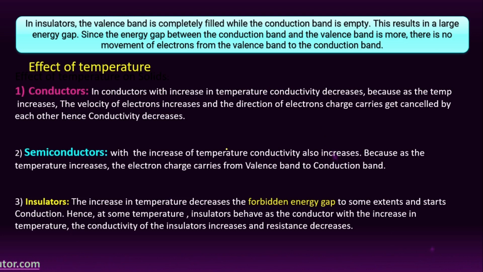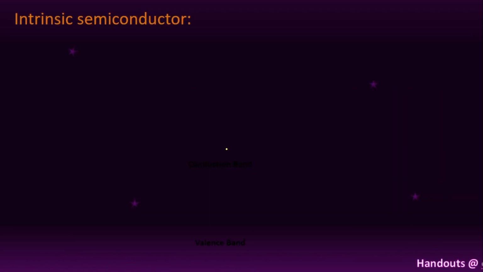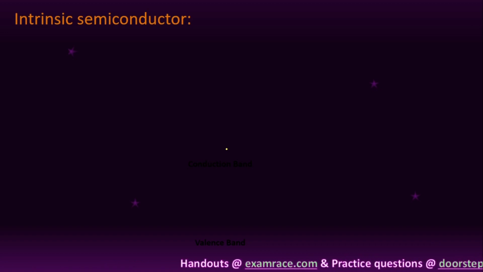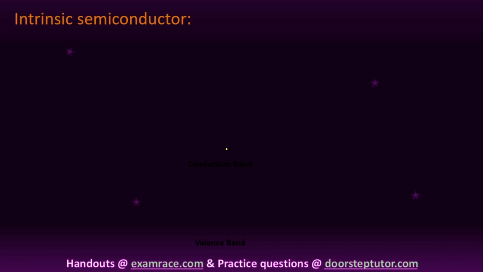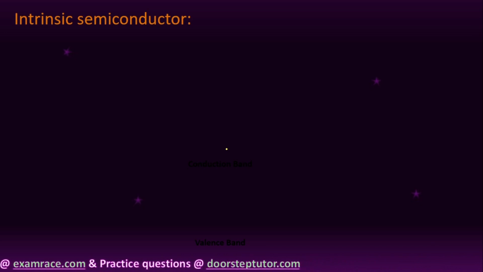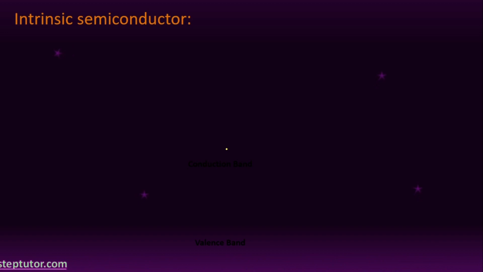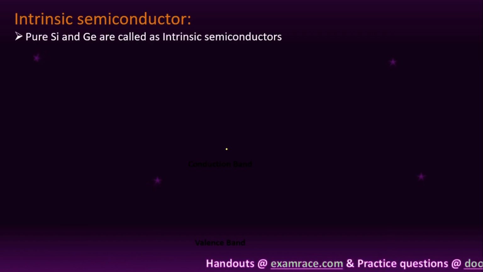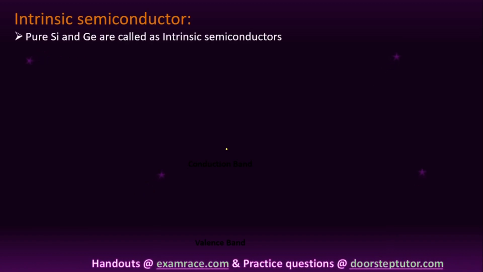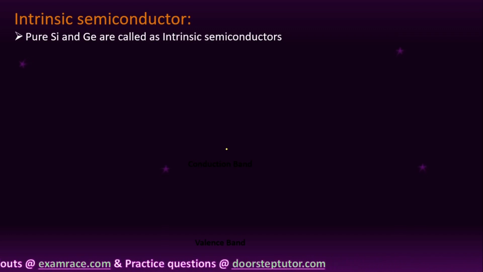So this is about the effect of temperature in conductors, semiconductors and insulators. Student, is that clear? Right. Next, intrinsic semiconductors. Generally, semiconductors are classified into two types: intrinsic semiconductors and extrinsic semiconductors. So what is meant by an intrinsic semiconductor? Intrinsic semiconductors are nothing but pure silicon and germanium semiconductors. The pure silicon and germanium are called intrinsic semiconductors, students, right?